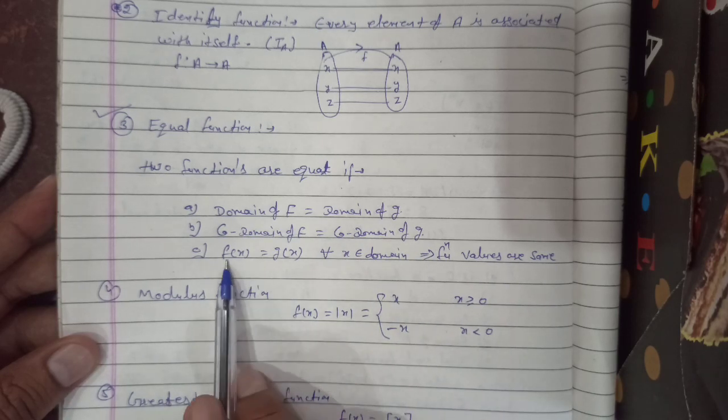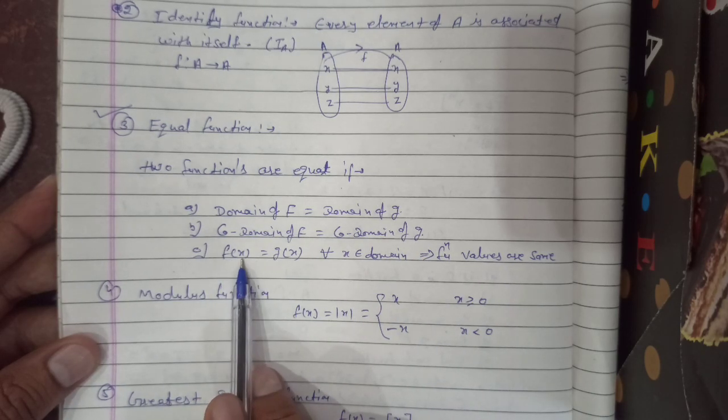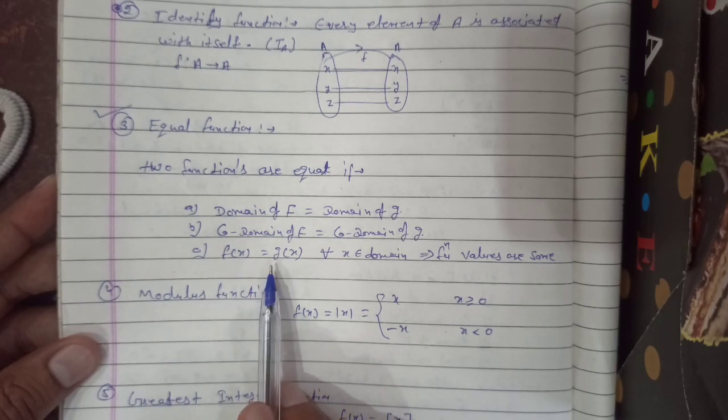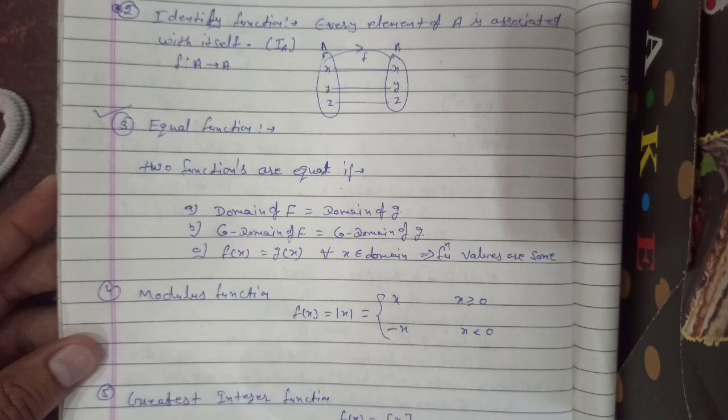Now the third and most important is the value of the function f at a particular value of x. It is the same as the value of the function g at that particular value. It means for any particular value of x, both the functions have the same value. It means they are equal functions.